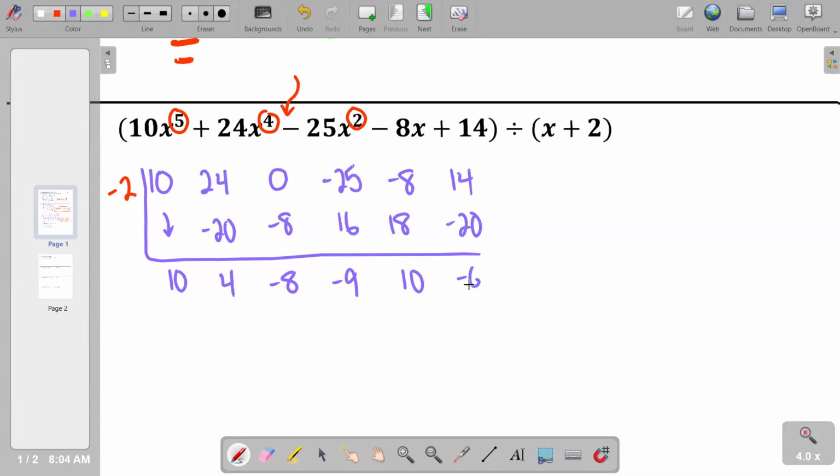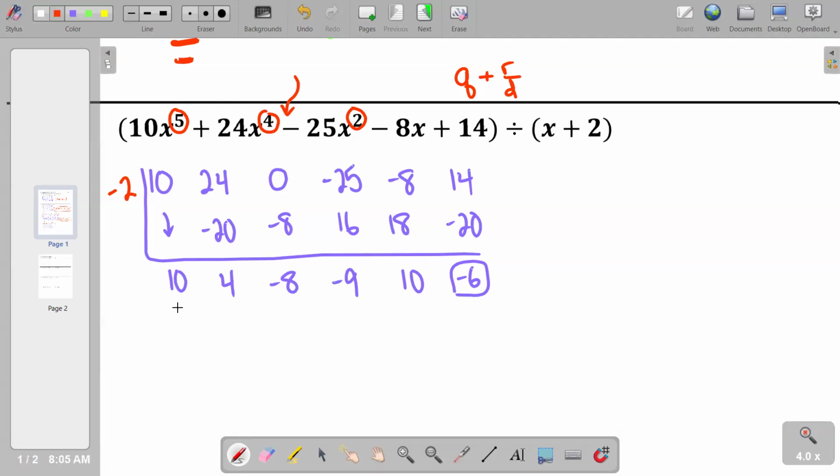And we do get a remainder this time. And so we're going to have to incorporate that into our answer. Any questions about the process? Okay. The answer then would be, remember, and it says this in the directions, it's always going to be Q plus R over D. Quotient plus remainder over divisor.